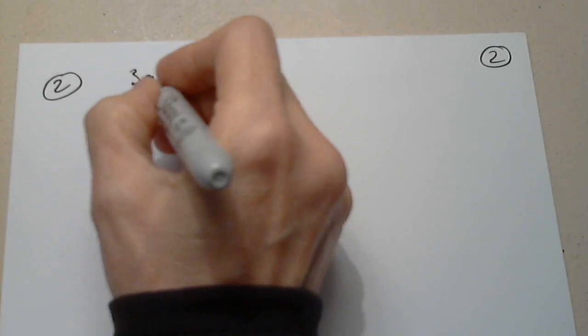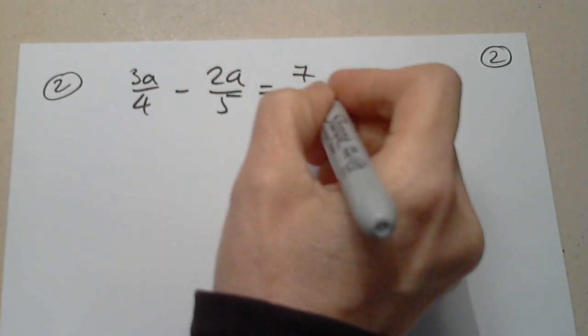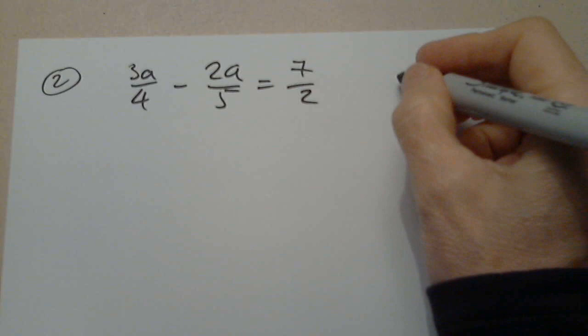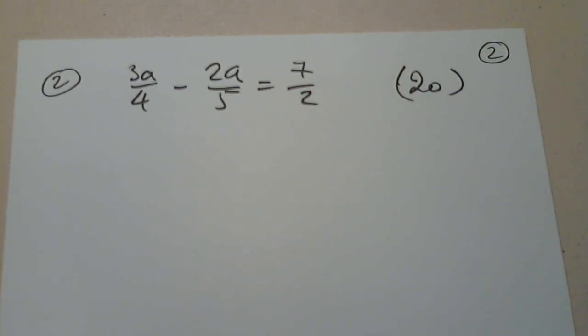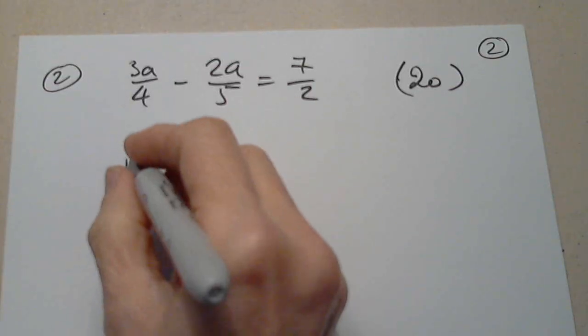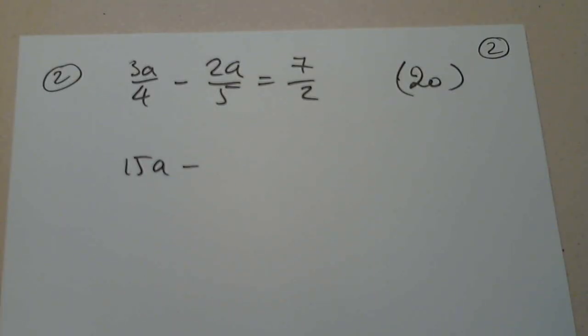Good. So we have 3a over 4 minus 2a over 5 equals 7/2. You know me already. Of course, I'm going to multiply both sides by 20. And 20 divided by 4 is 5. 15a minus. One thing. I want to come back.